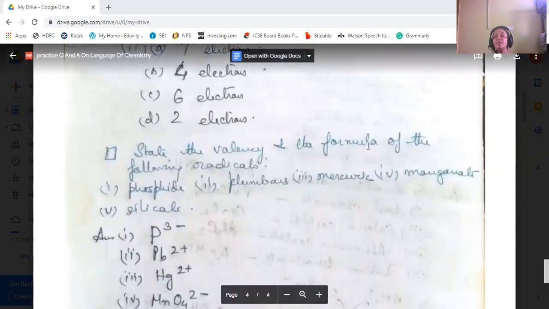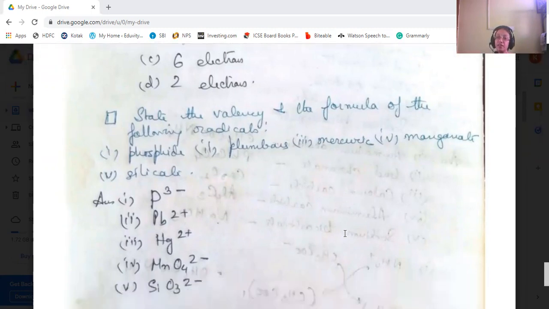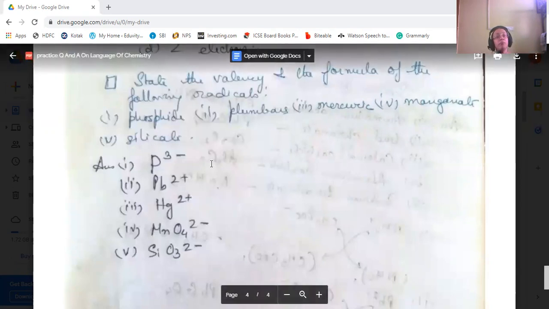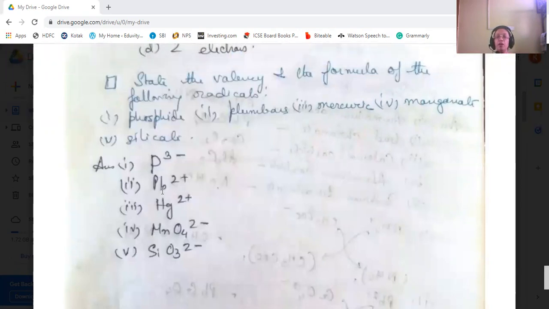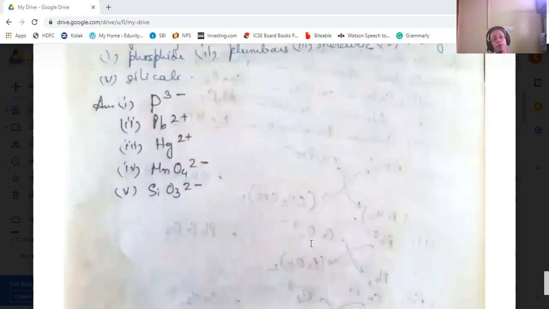Then state the valency and the formula of the following radicals: phosphide, plumbous, mercuric, manganate, silicate. Phosphide 3 minus. Plumbous, that is lead, so it will be 2 plus. Mercuric 2 plus. Manganate MnO4 2 minus. Silicate SiO3 2 minus.